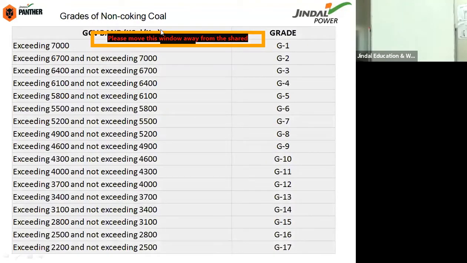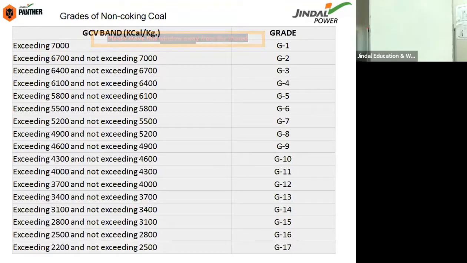Coal India Limited provides 17 grades available in India. And nowadays we procure the G13, G14, G15 band of coal in maximum quantity, as our JPL's boiler design is to handle GCV in the range of 3000 to 4000 kilocalorie per kg. So that's why we procure G13, 14 and 15 grade of coal nowadays.